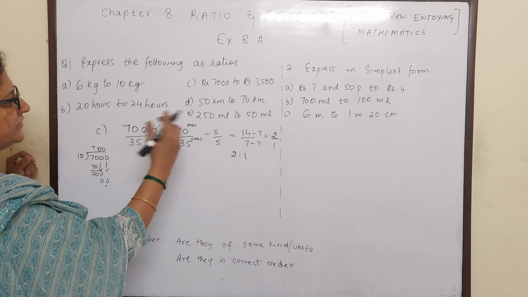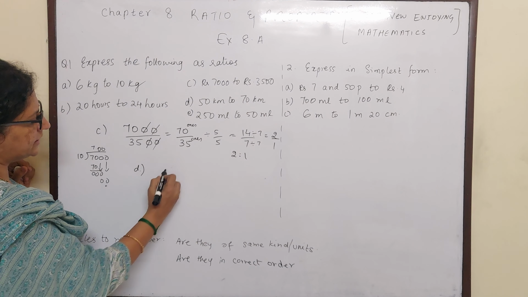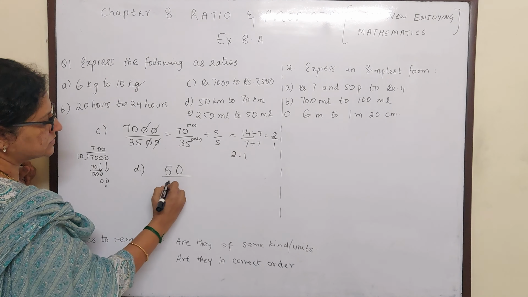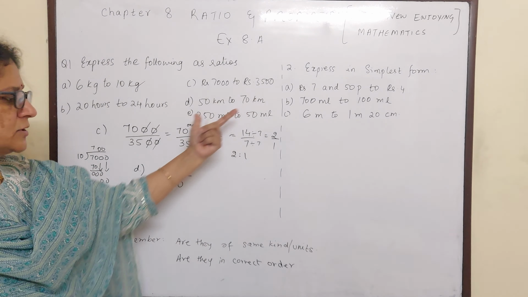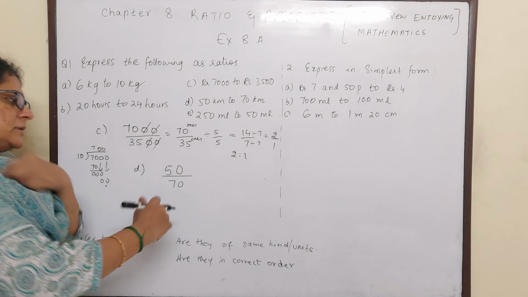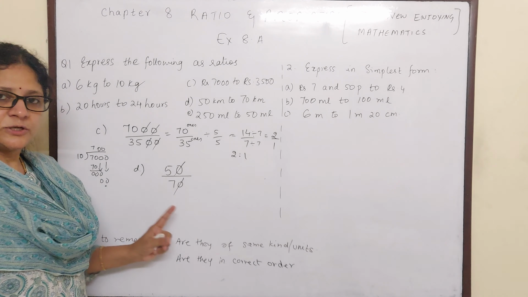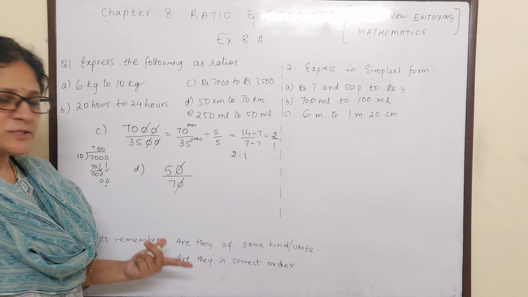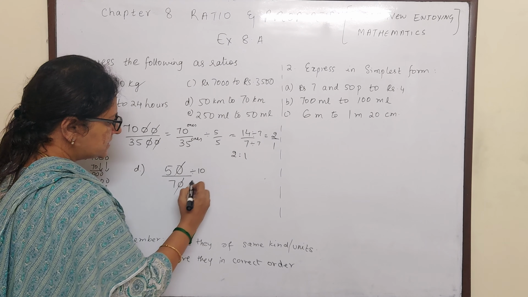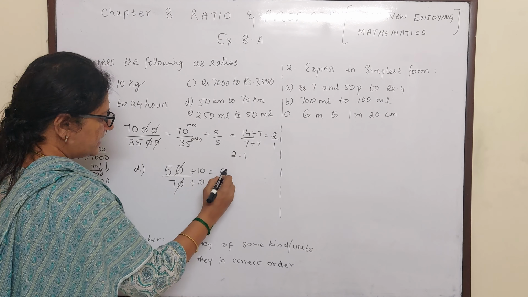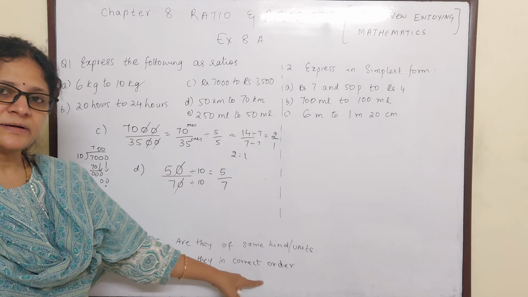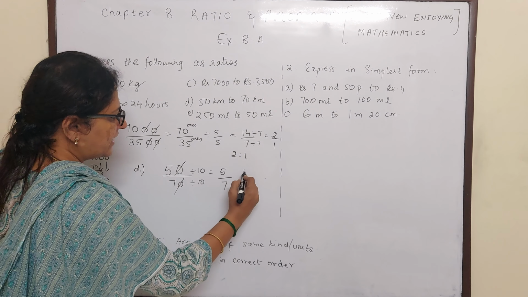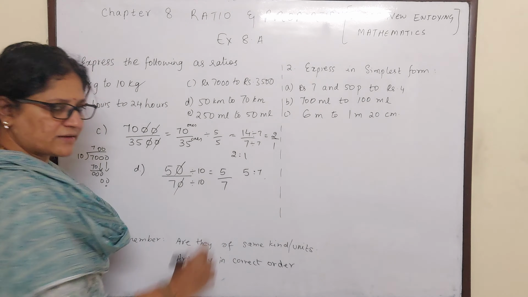Next sum, 50 kilometer to 70 kilometer. Yes, they are in the same unit, so you can divide. Again 0 in the numerator and 0 in the denominator gets cancelled. That means I am dividing this by 10. In this way I get 10 5s are 50, 10 7s are 70. And next you should write it in correct order. So 5 first and then 7.